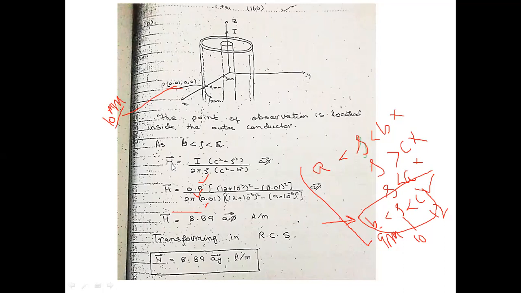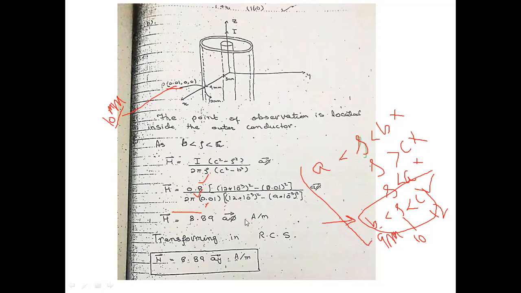So we will use this relation directly, no need to derive it again. H is equal to I over 2 pi rho times c square minus rho square divided by c square minus b square. Putting the values: rho is 10, c is 12, b is 9 mm, I is 0.8, and rho is again 10 mm, so we will get H is equal to 8.89.